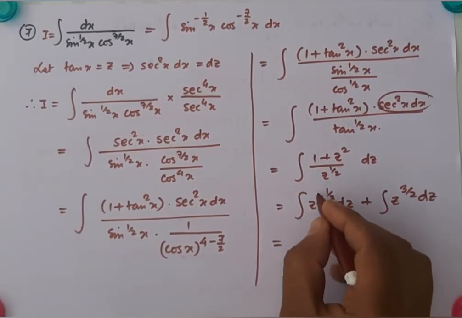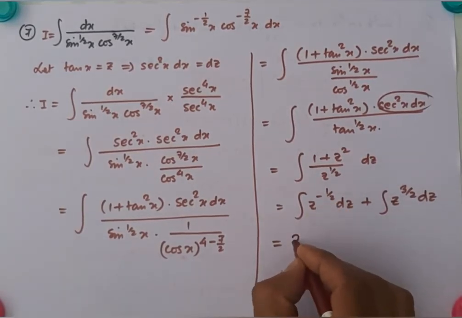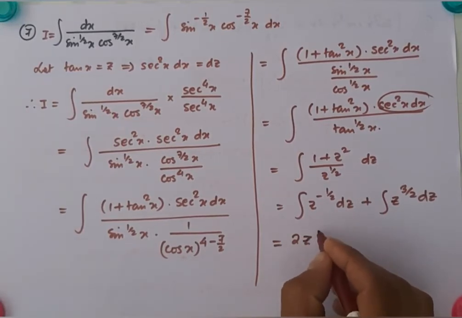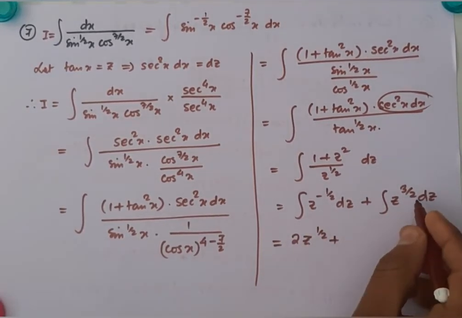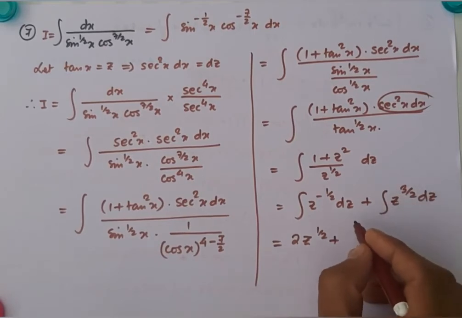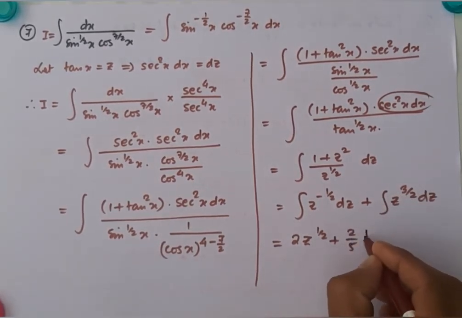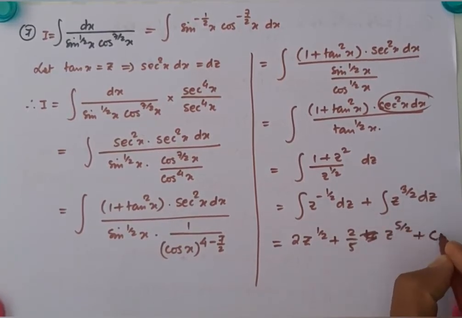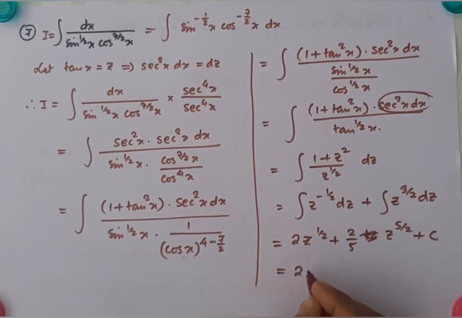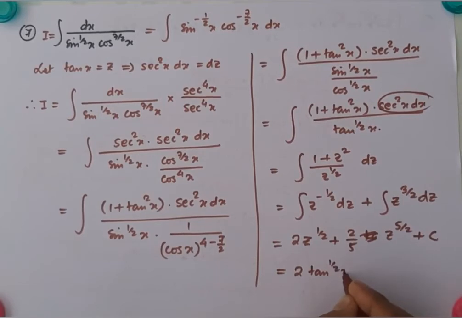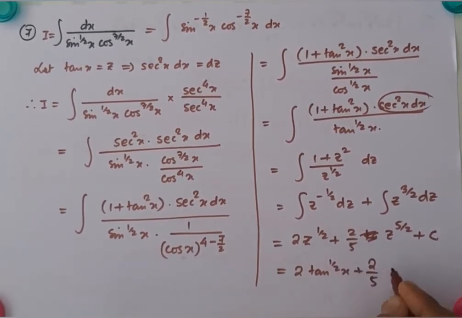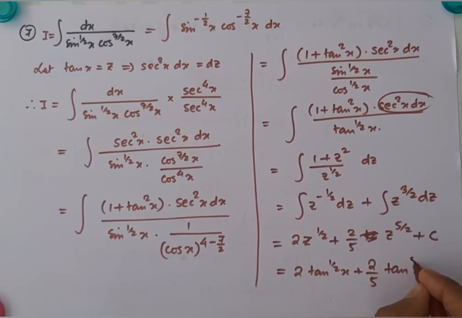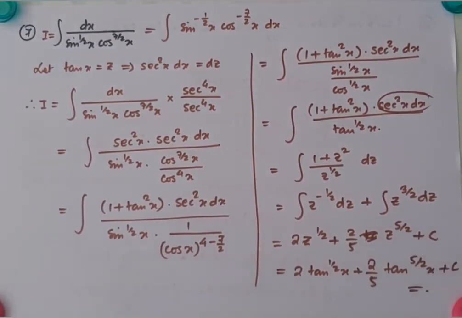So evaluate this integral and substitute the value of tan. When you evaluate this, it turns into 2 z to the power half, plus, similarly when you simplify, 2 by 5 z to the power 5 by 2. Now put a constant of integration, and put the value of z. Z is tan x, so this becomes 2 tan to the power half x plus 2 by 5 tan to the power 5 by 2 x with a constant of integration. So you may pause the video and note it down.